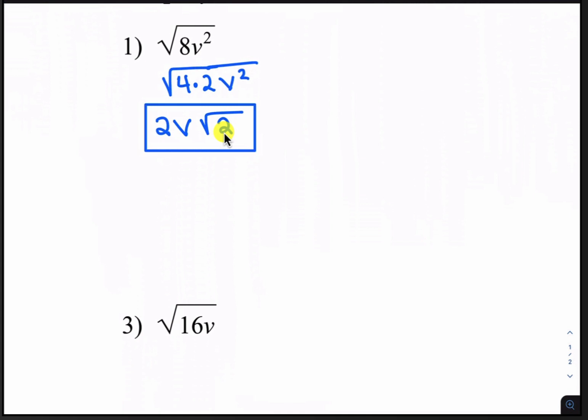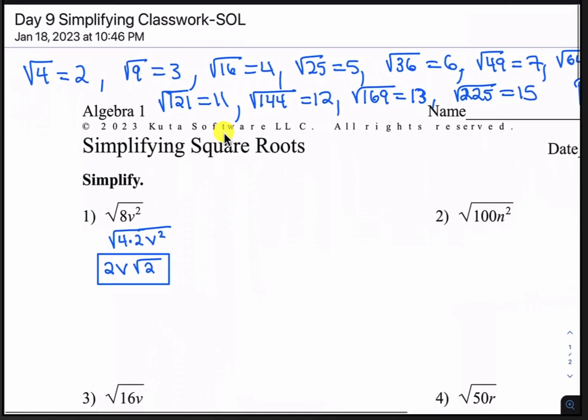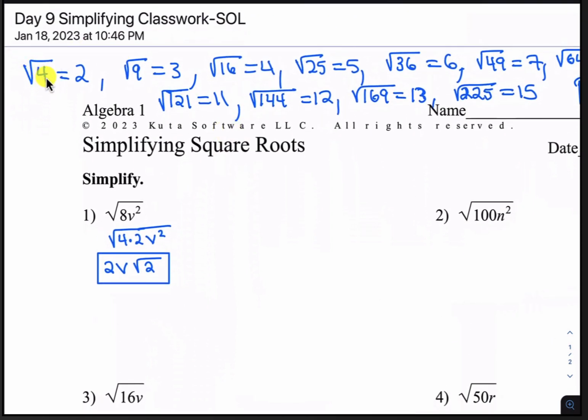Now let's pause and review some of the perfect squares that we have at the top. We started with the square root of 4 is 2 because 2 times 2 is 4. The square root of 9 is 3 because 3 times 3 is 9. The square root of 16 is 4 because 4 times 4 is 16, and so on. And let's skip to this one. The square root of 144 is 12 because 12 times 12 is 144. We will be referring to several of these as we go throughout these problems.